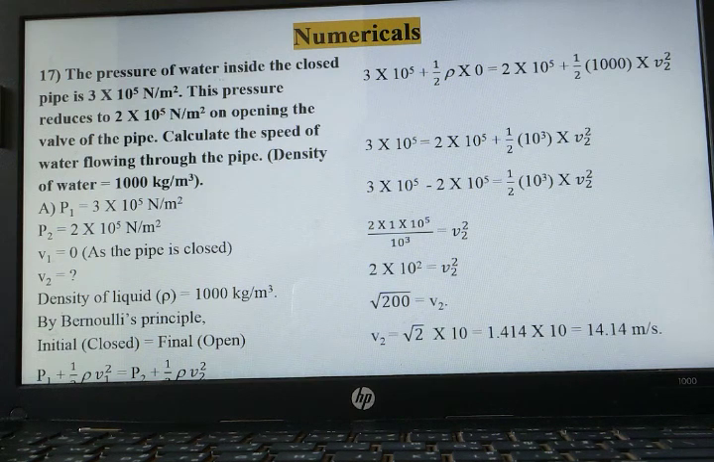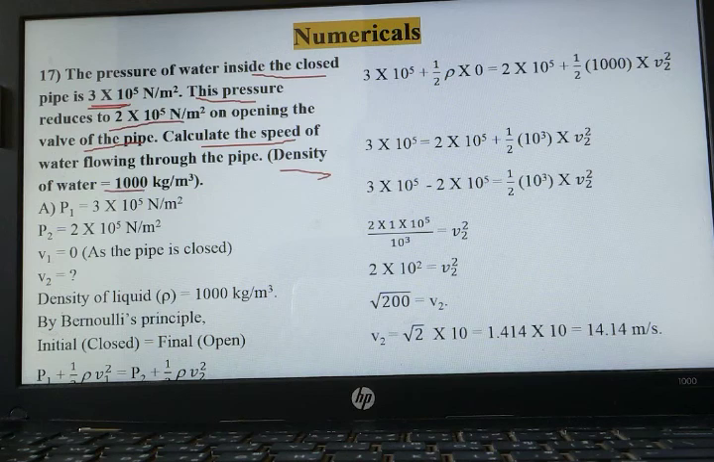Next one: the pressure of the water inside a closed pipe is 3 into 10 raised to 5 Newton per meter square. This pressure reduces to 2 into 10 raised to 5 Newton per meter square on opening the valve of the pipe. You have to try to understand, this is a closed end, and as it is closed, it has pressure, but velocity is not there as the pipe is closed. As soon as the pipe is open, from the opening end, water starts flowing. So we have to find the speed at which the water flows.